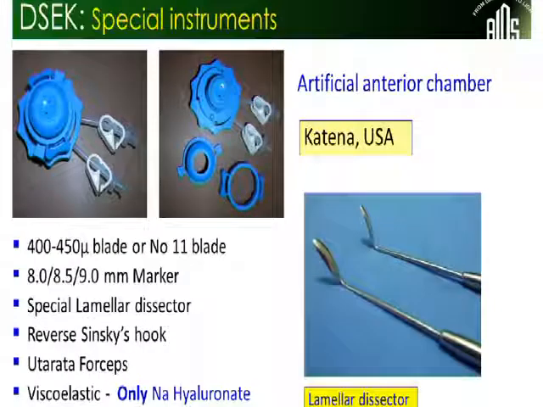So these are the special instruments. This is one of the very easy artificial anterior chambers. It is not that costly, and you can use it repeatedly. And this is a fixed blade of 400 or 450 micron, or if you have a number 11 blade, that is sufficient. You have certain markers of 8, 8.5 or 9. The special lamellar dissector is available plenty now; many instrument companies are making it. Then a reverse Sinskey hook, Utrata forceps, because Utrata forceps has a gap at the back part of the forceps, and a viscoelastic agent, if you want to use it, sodium hyaluronate.